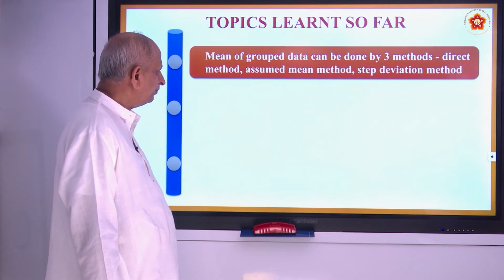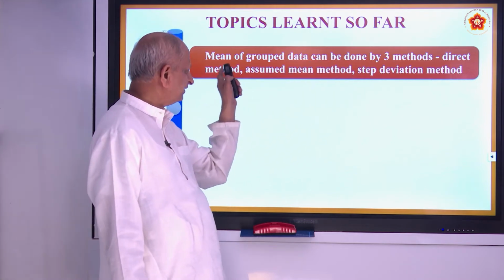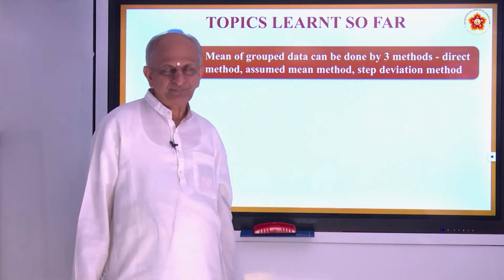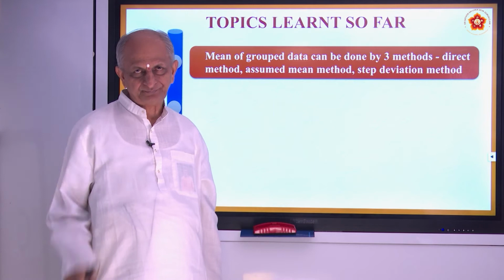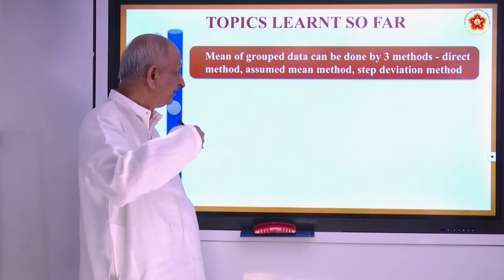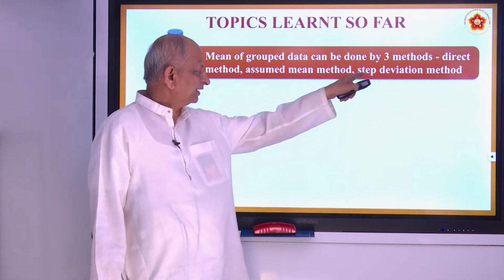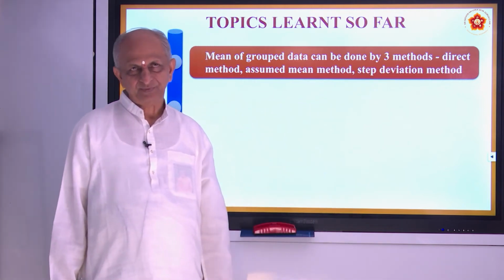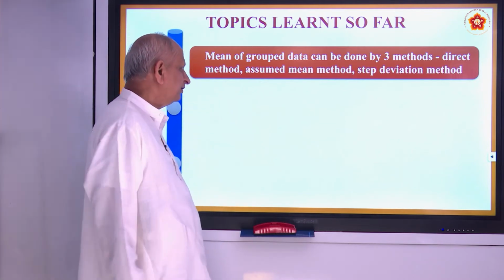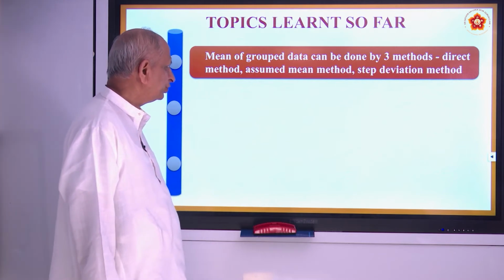Also we have seen mean of grouped data by three methods. One is called the direct method, which I have just now shown you. Another is the assumed mean method, where a mean is assumed as A, and then deviation is seen. With the help of deviation, you use the formula and apply it. And another one is step deviation. There also we assume a mean, and you see the deviation from that mean and calculate using a suitable formula.